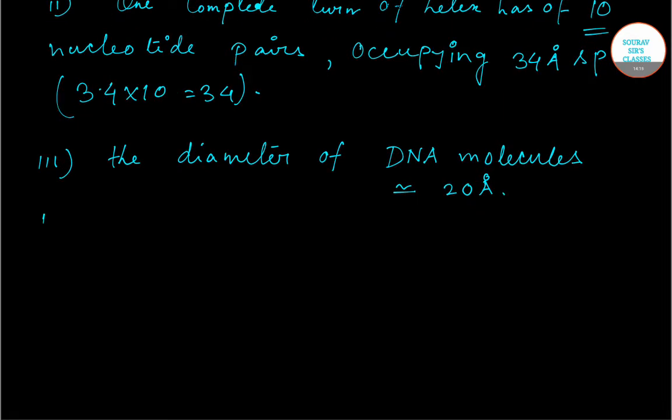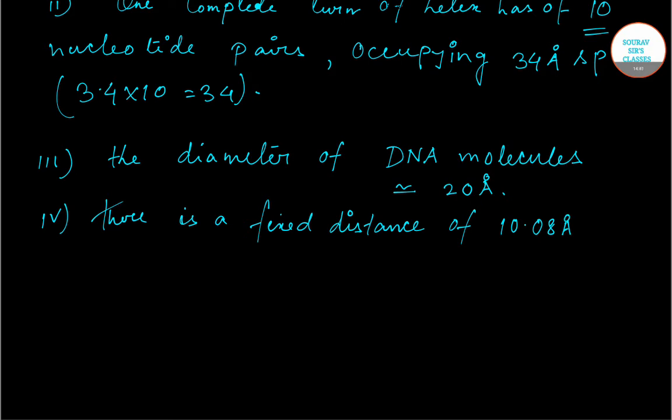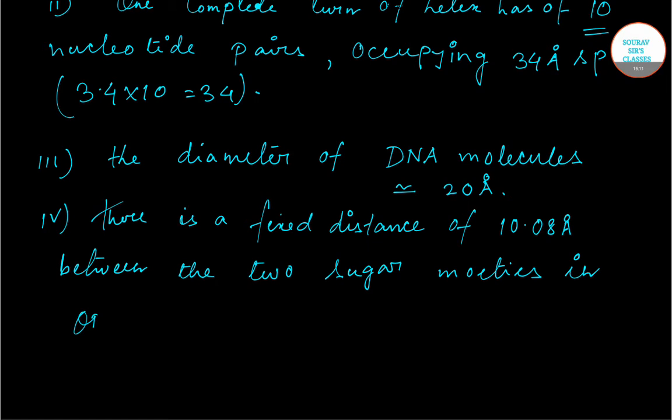Now the next statement is there is a fixed distance of 10.08 angstrom between the two sugar moieties in opposite strands.